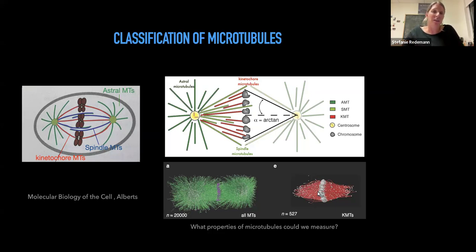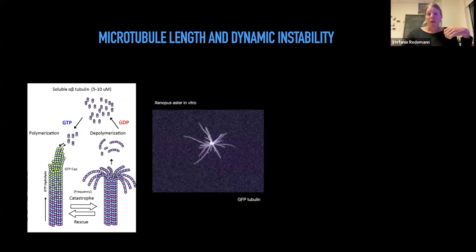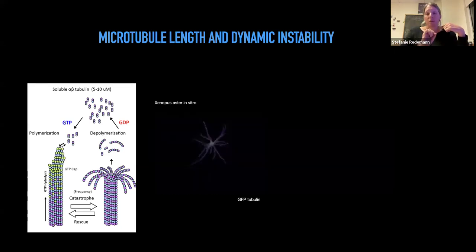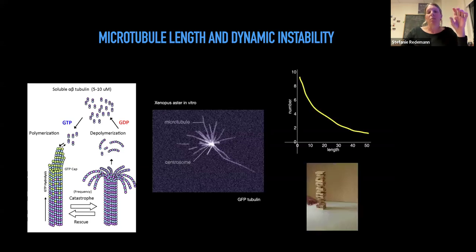And so after we classified the microtubules, we thought the other thing we could look at is microtubule length, right? If you are familiar with microtubules, these are polymers that are assembled of tubulin dimers. And in their life, microtubules can grow. And ultimately, they undergo something that's called catastrophe, and they start to shrink. You can see this here. Again, this is a Xenopus aster, and you can see how microtubules grow out from the centrosome.